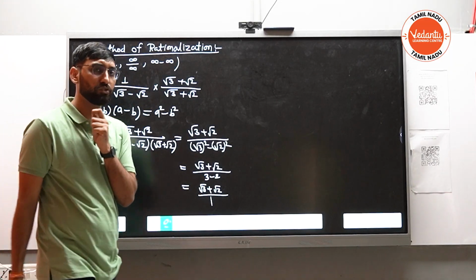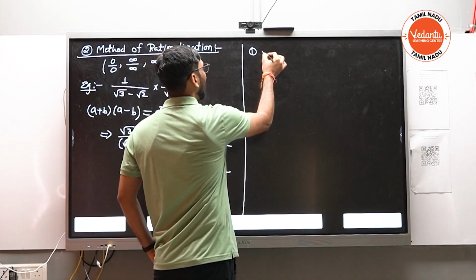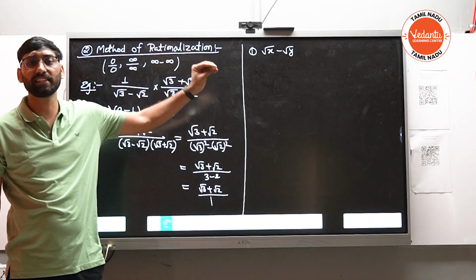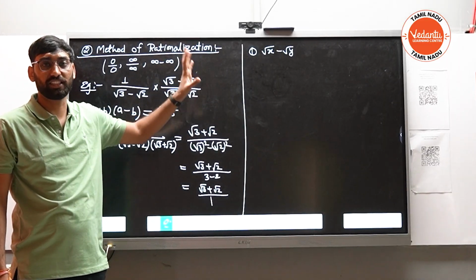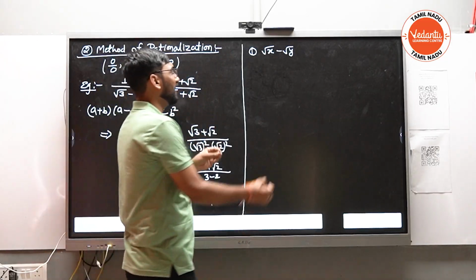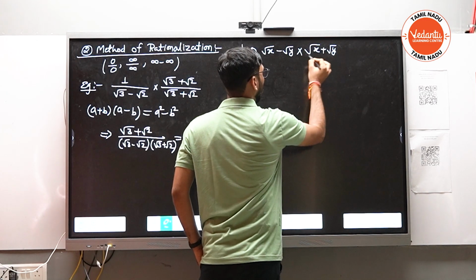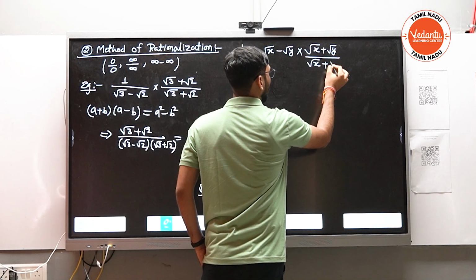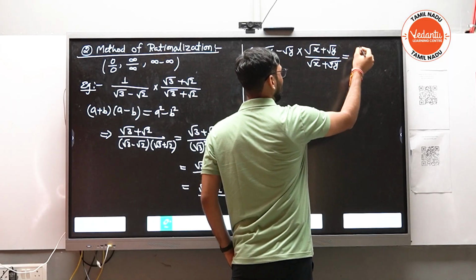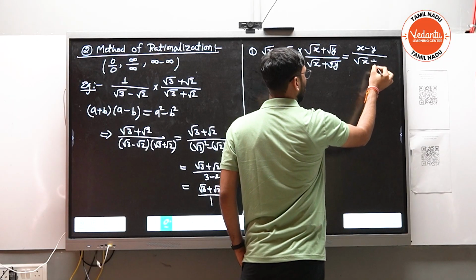Suppose, for example, I have root x minus root y in the numerator, and I am asking what will be the rationalization of this. Simply, we need to multiply and divide by root x plus root y upon root x plus root y. Once I do this, the numerator nicely becomes x minus y, and the denominator becomes root x plus root y.